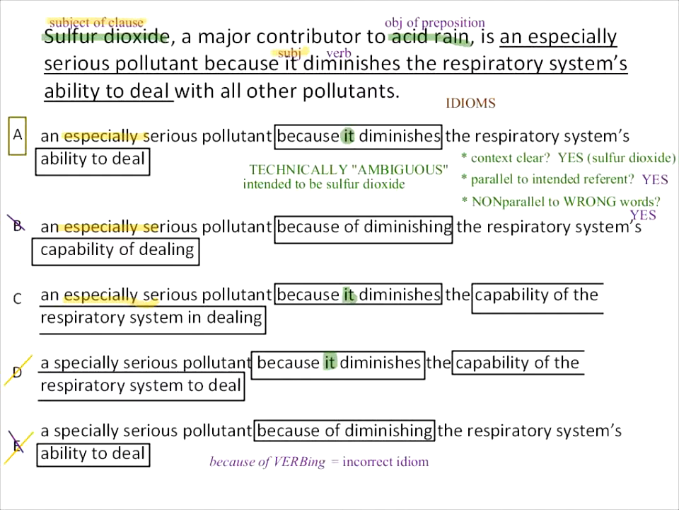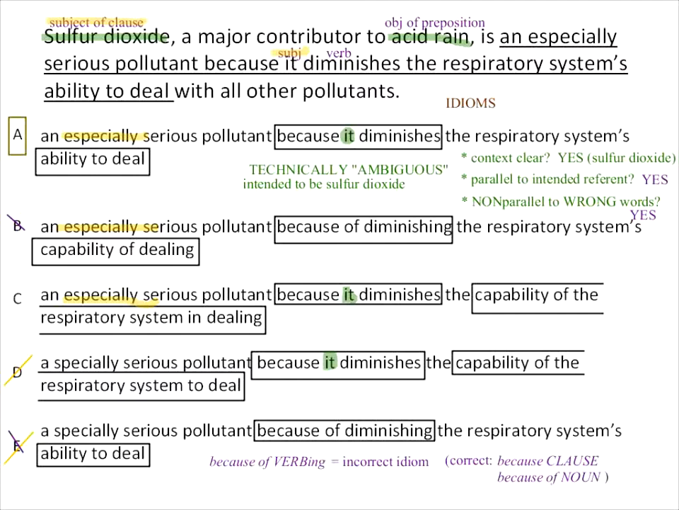you have to follow because with a clause, or if you say because of, then a noun. So the correct versions: you can either say because, followed by a whole clause, and that's what A does. Or because of plus a noun. Those are the two correct versions of that idiom.